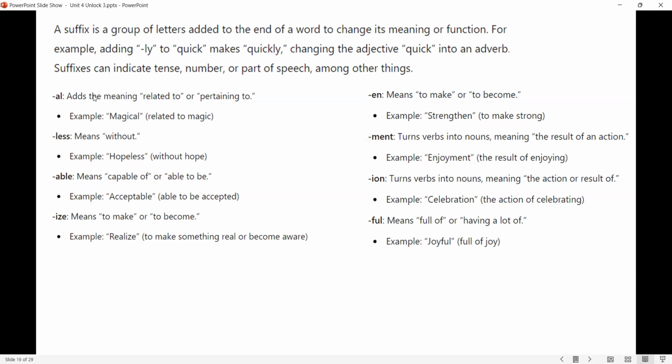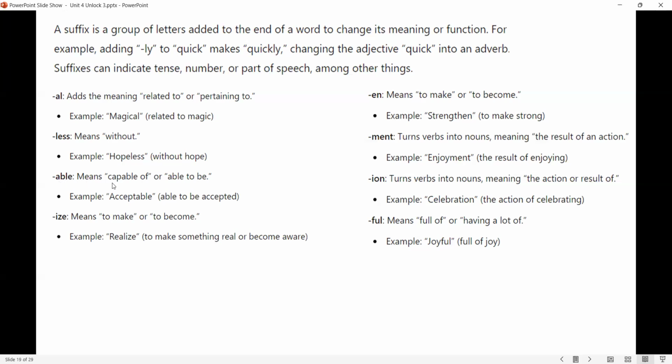Magic, magical. So al changes it to an adjective. Or less means without. Hope is the noun. Hopeless is the adjective form, meaning without hope.